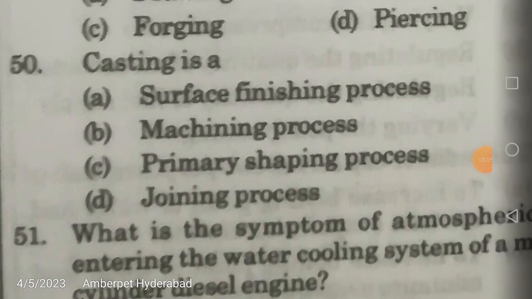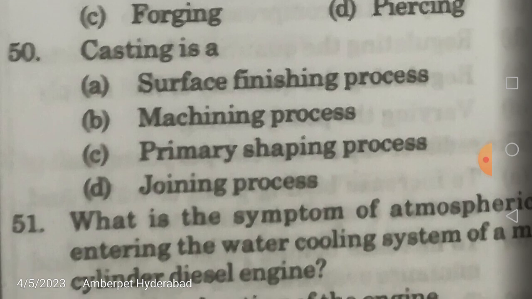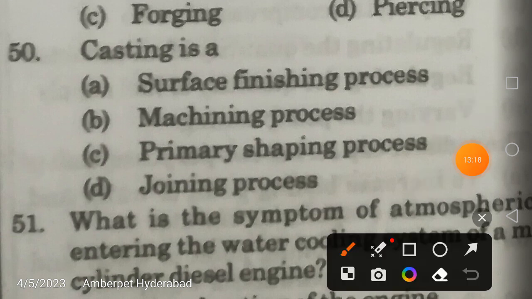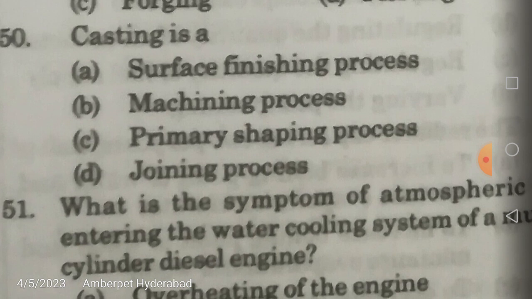Now, casting, is it a surface finishing process, machining process, primary shaping process or joining process? What is this? Casting is a primary shaping process. Surface finishing operations, we have various things, friends: lapping, honing, etc. Machining processes, we have turning, shaping, planing, milling, etc. And joining process is nothing but your welding process.